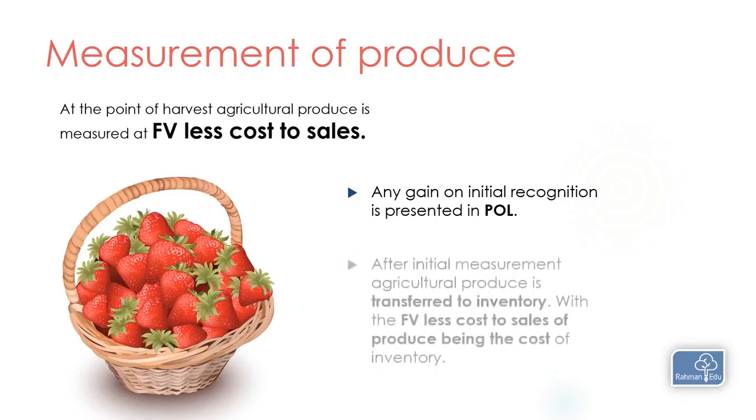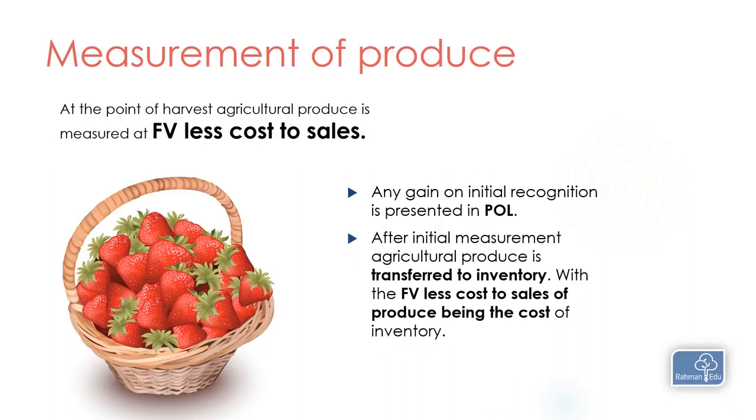Well, after initial measurement, this agricultural produce will be transferred to inventory, and then IAS 2 principles will be applied. And IAS 2 also requires inventory to have a cost, so the fair value less cost to sell of the agricultural produce should be considered as the deemed cost of that inventory.